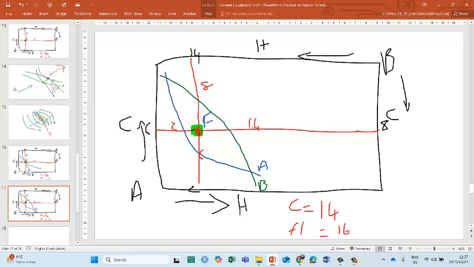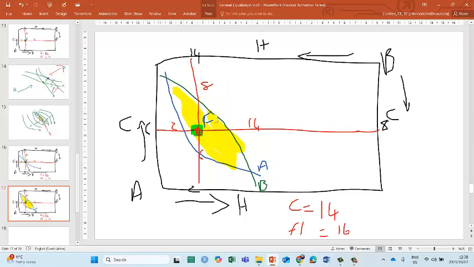I can clearly see this is not efficient. This is not the efficient point, okay? Because of this gap. Remember this gap that we keep on talking about, this gap here between the indifference curves. While there's this gap between the indifference curves, the marginal rates of substitution are not the same, and therefore they will trade.